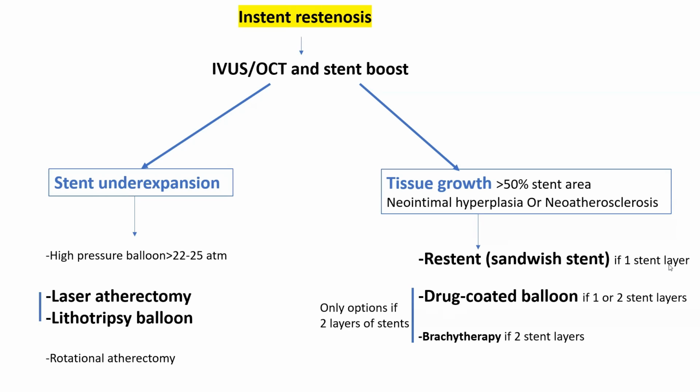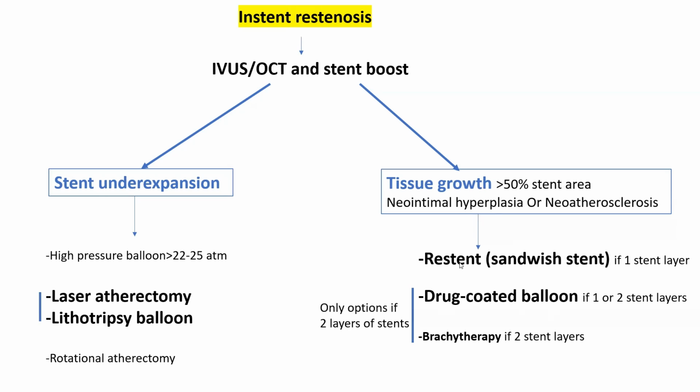There are three types of treatment, two main types. Restenting, if you have one stent layer, and that's the one that has been associated with the best outcomes, re-DES, sandwich DES, we call it. If you have one or two stent layers, you can use drug-coated balloons. Those are not available in the US, unfortunately, despite a large amount of data from Europe. They are widely available in Europe. They have been available for many years. The third option is brachytherapy. This is reserved for two stent layers, especially restenosis of two stent layers.